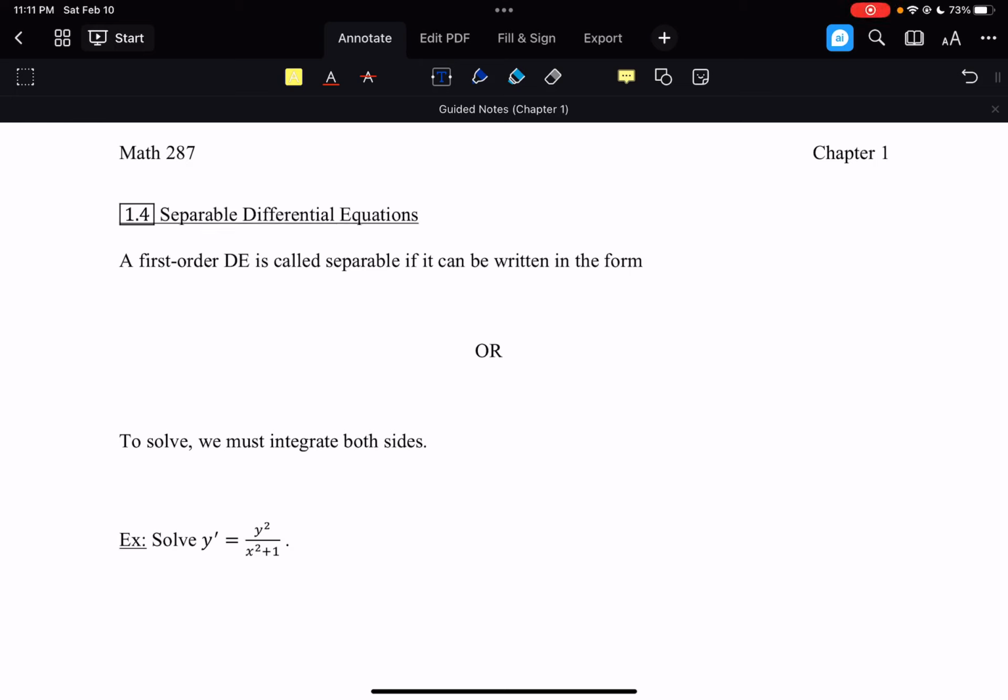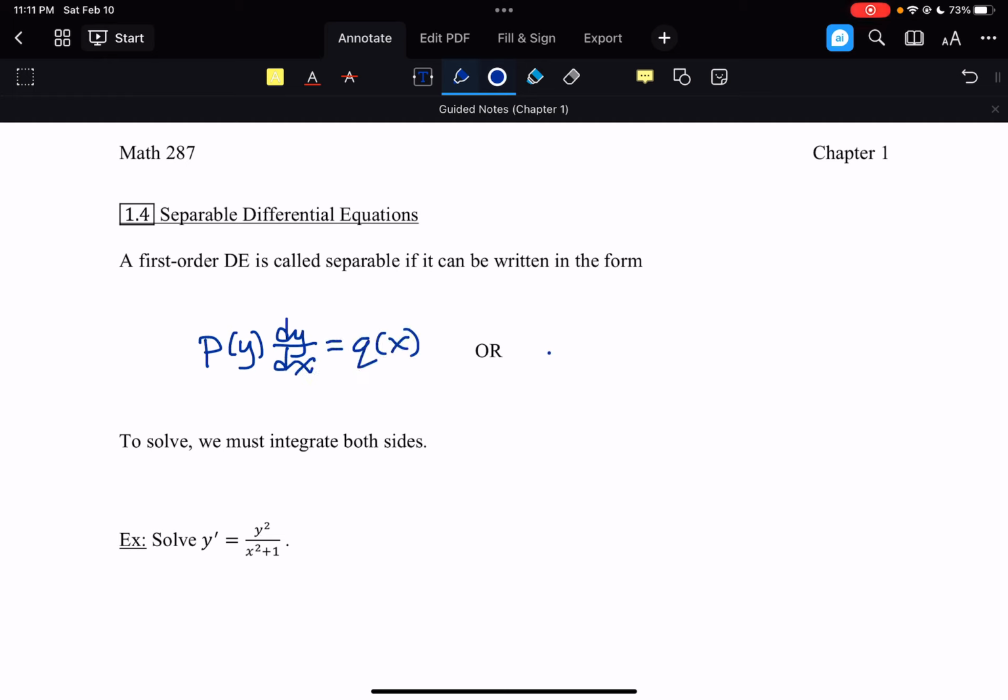Welcome to section 1.4. Here we are going to be talking about separable differential equations. A first-order differential equation is called separable if it can be written in one of the following forms. That is p of y times dy/dx equals q of x. Or, using the concept of a differential, p of y dy equals q of x dx.